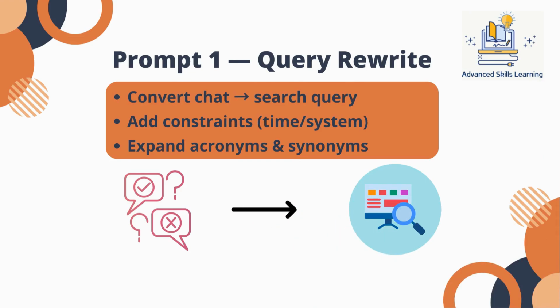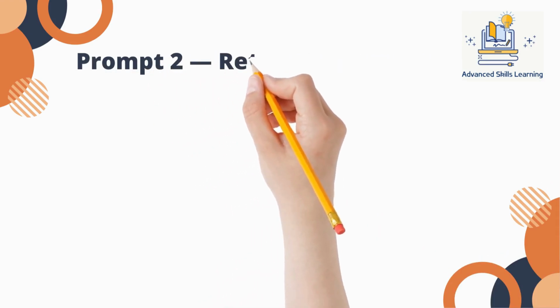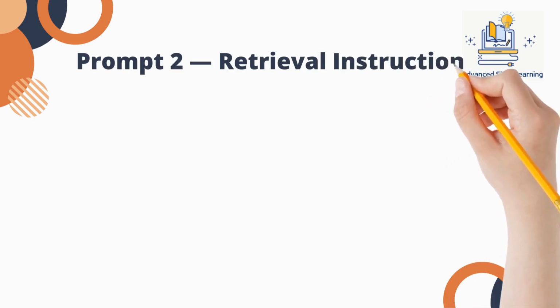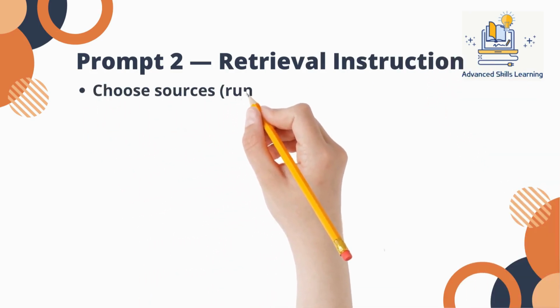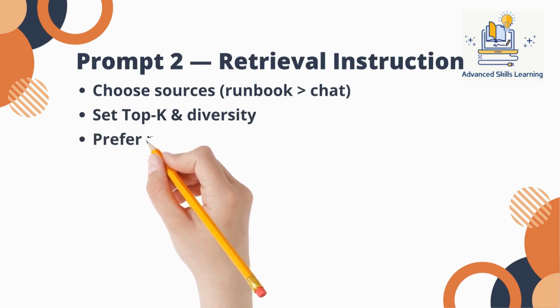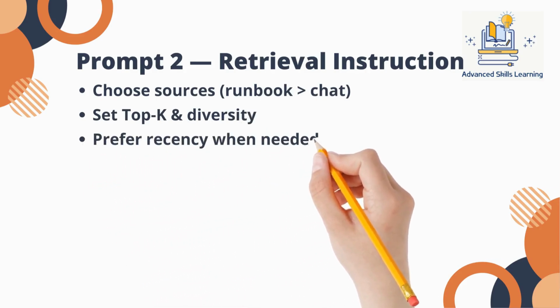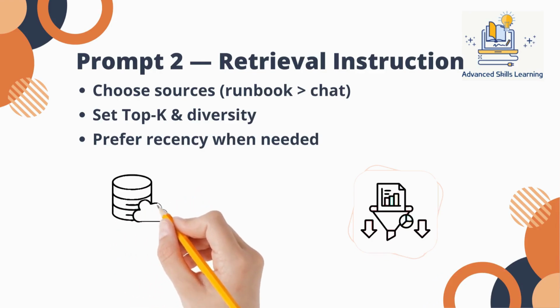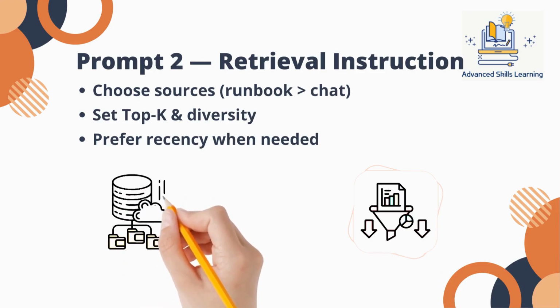Next is retrieval instruction. This is your engineering judgment encoded as policy. Decide which sources matter more. Runbooks and official docs may rank higher than ad hoc chat logs. Set top K. Encourage diversity so you don't retrieve 10 near duplicates, and decide when recency matters. Retrieval instruction is about choosing the best evidence, not just the closest embedding match.